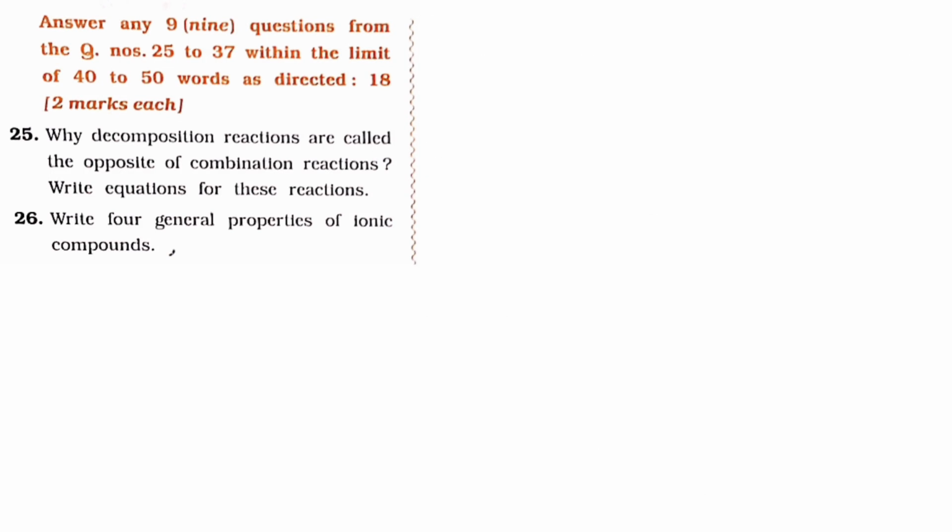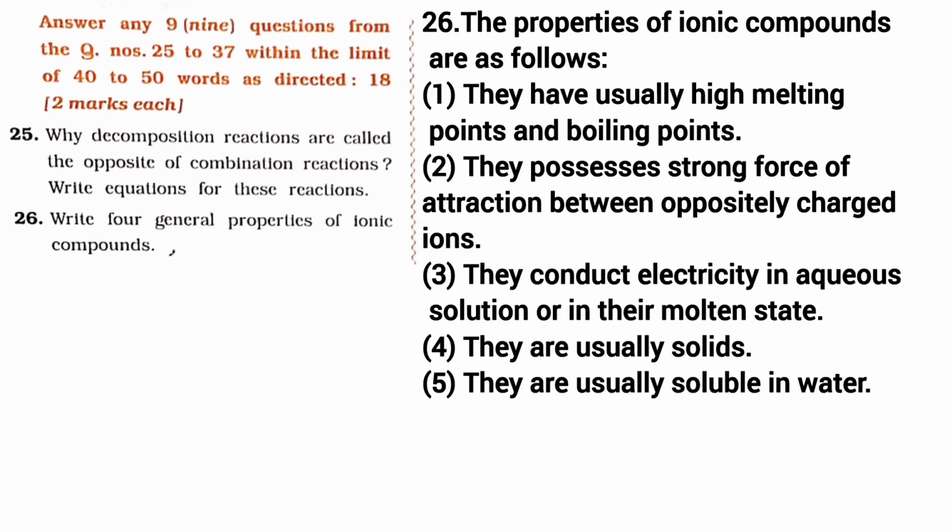Question number 26. Write 4 general properties of ionic compounds. Answer: the properties of ionic compounds are as follows. Number 1. They have usually high melting points and boiling points. Number 2. They possess a strong force of attraction between oppositely charged ions. Number 3. They conduct electricity in aqueous solution or in their molten state. Number 4. They are usually solids. Number 5. They are usually soluble in water.